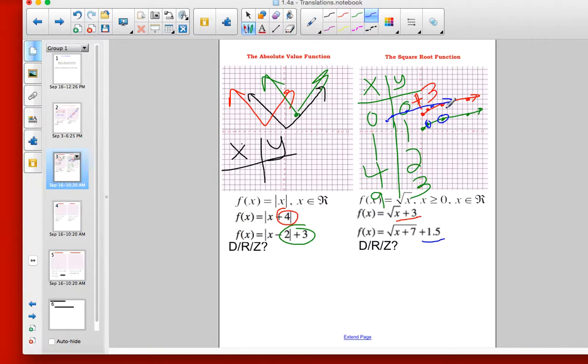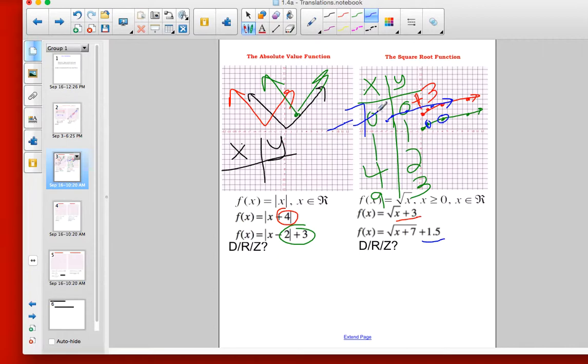So it is that easy. Again, if you wanted to work with the chart, just subtract 7 from all of your x's. So your first point would be negative 7. The next one would be negative 6, and so on and so forth. And then add 1.5 to the y, so instead of 0, you get 1.5. But I think it's easier if you just pick the graph up and move it.